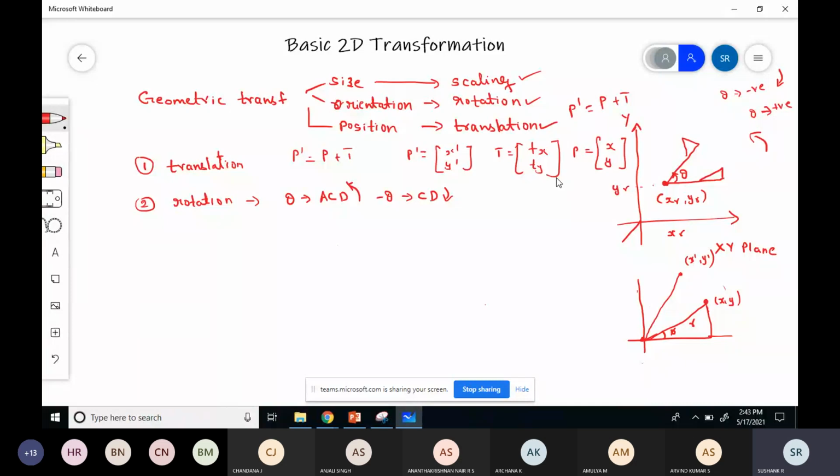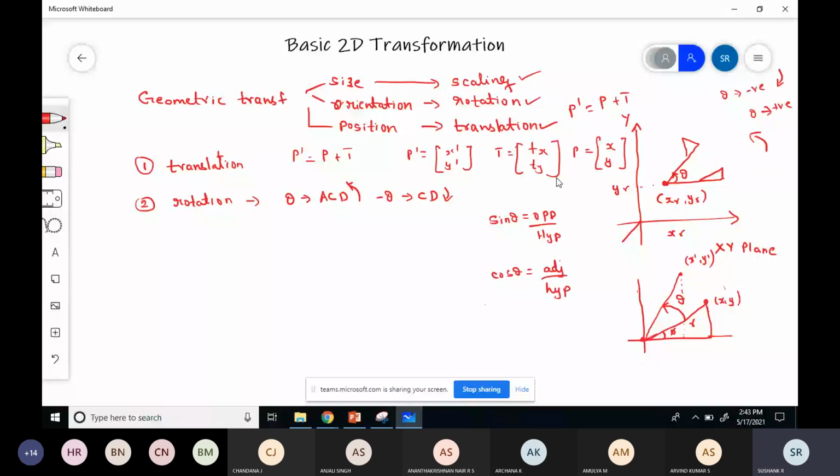So you want to rotate this by an angle theta. Now how to calculate the equation? For this you should know a few basic terminologies. As per trigonometry, we know that sine theta is equal to opposite side by hypotenuse, cos theta is equal to adjacent by hypotenuse.